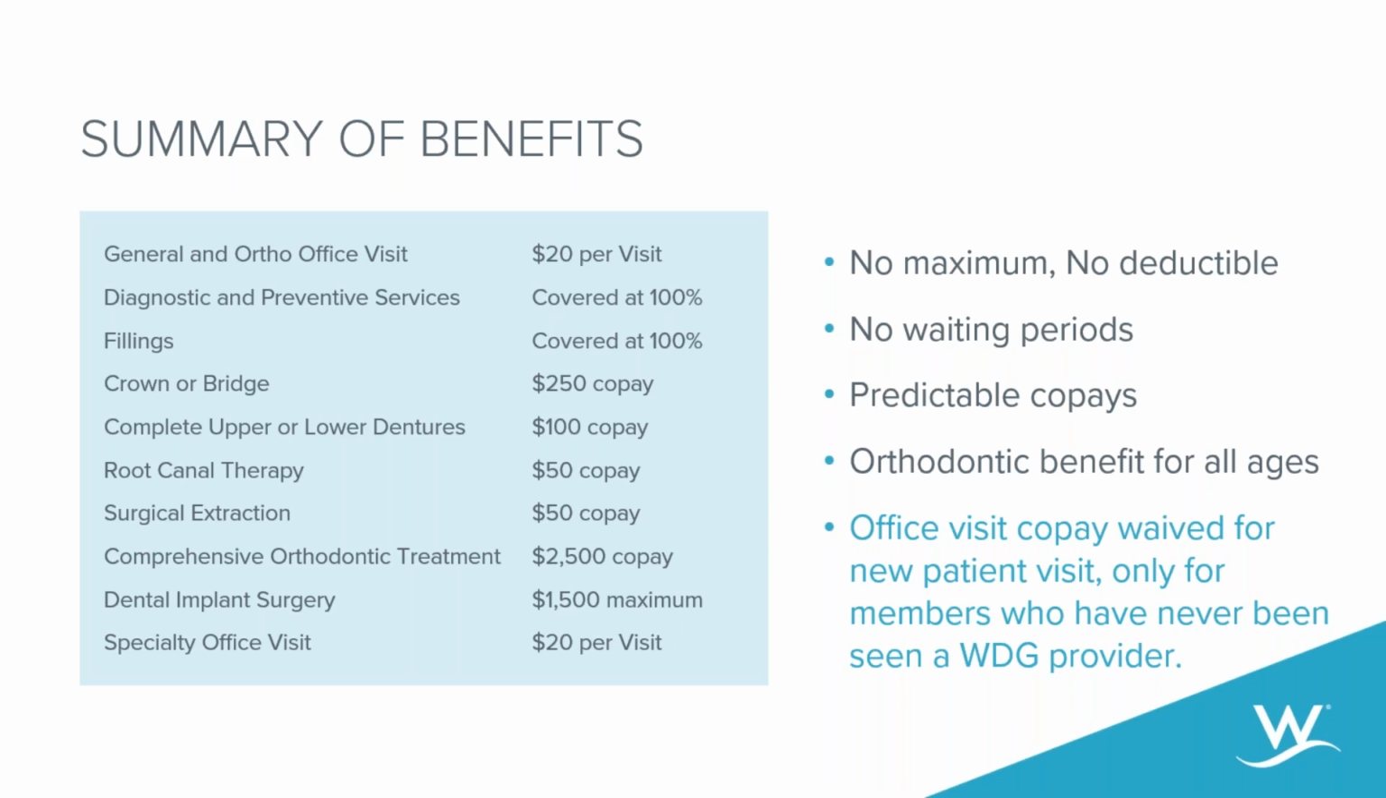So diagnostic, preventive, and basic services, which does include fillings and routine extractions, are covered with that general office visit copay of $20 per visit. As I mentioned in the beginning too, if you are a new patient, for OEBB members that have never been seen by a Willamette provider, that office visit copay, that $20 for that new patient appointment, will be waived. Major services have an additional copay on top of the office visit copay. So for example, if a member needed a crown, they would pay that $20 office visit copay each time they visit, in addition to the crown copay.